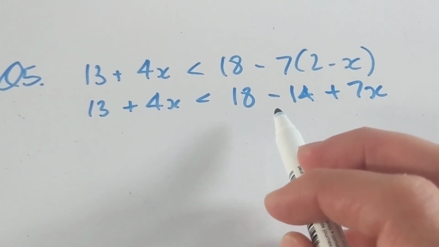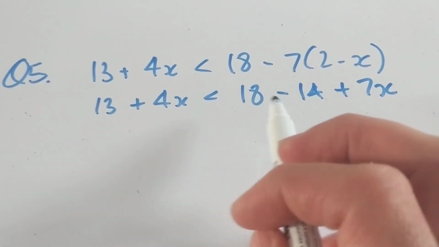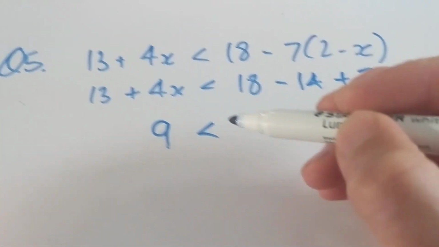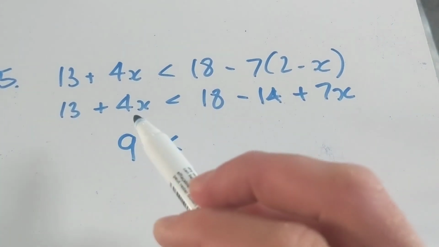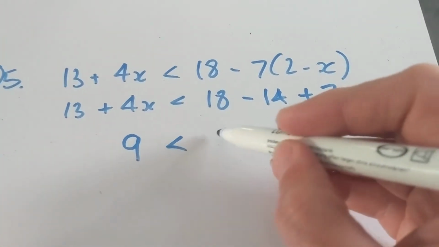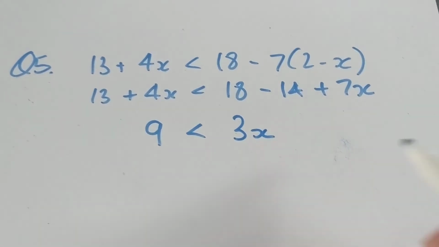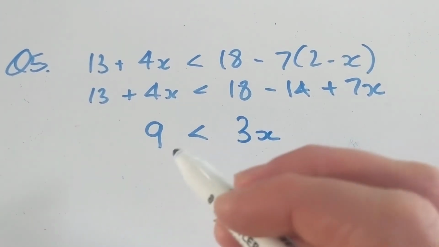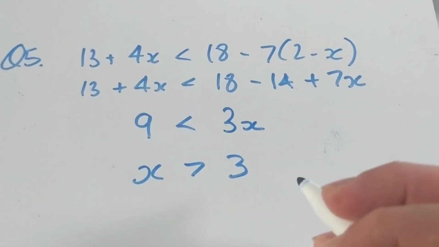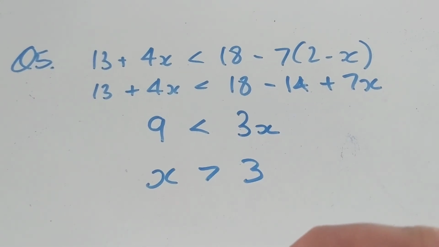So you want to take 4 off this side and 4 off this side. So that would give you 9 is less than, and you're taking that 4x off this side, so you'll get 3x. You get 9 less than 3x. Another way to say that is 3x is greater than 9. If 3x is greater than 9, that means x is greater than 3. So you're just flipping over and dividing by 3.